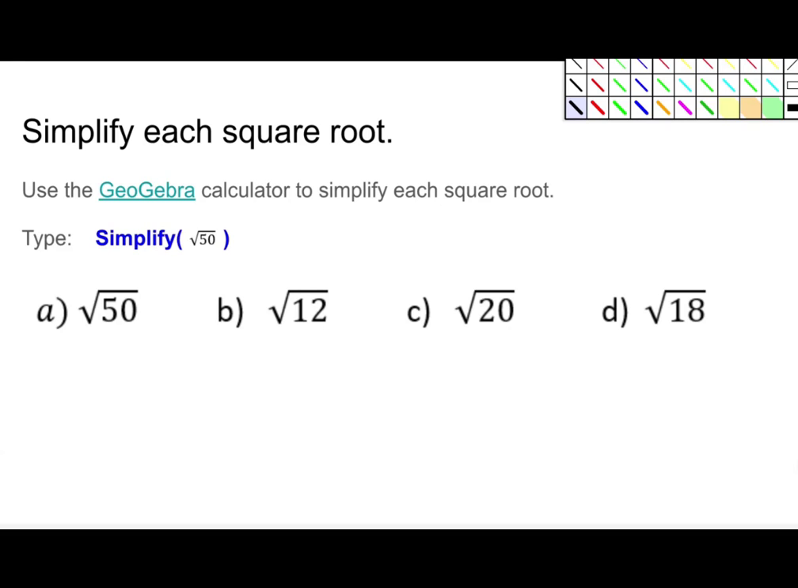All right, so now that you have your answers for each one of these, we should have got the answer for the first one should have been 5 square root of 2. We should have got the answer for the second one, which should have been 2 square root of 3. And then the third one, which would have been 2 square root of 5. And the last one should have been 3 square root of 2.